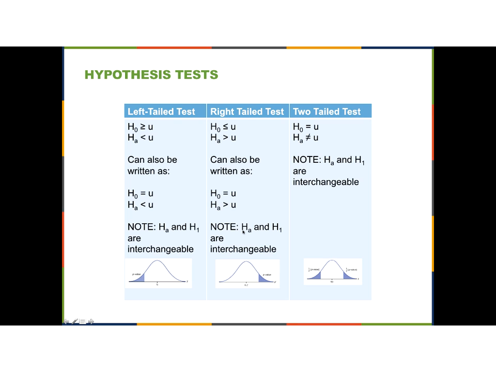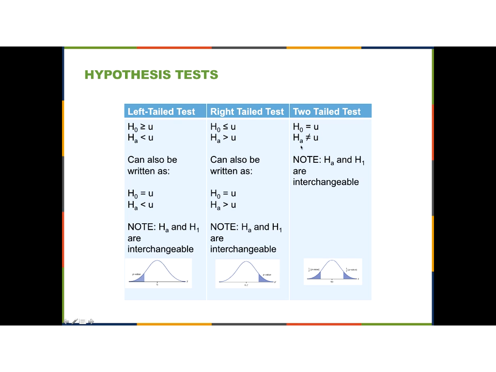A couple of things: depending on the author, the textbook or the study, we call this the null hypothesis. H sub 0 is the null, but the alternative can be written as either HA or H1, and they mean the exact same thing.